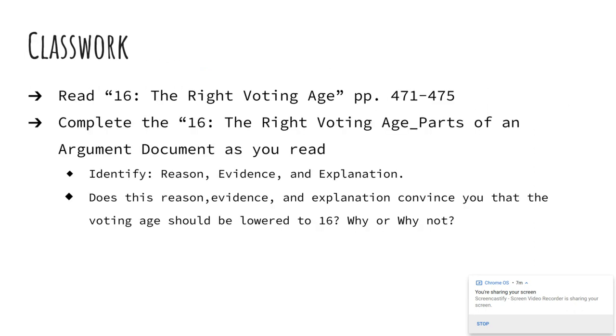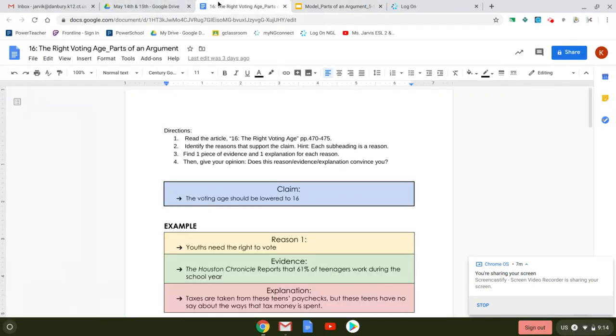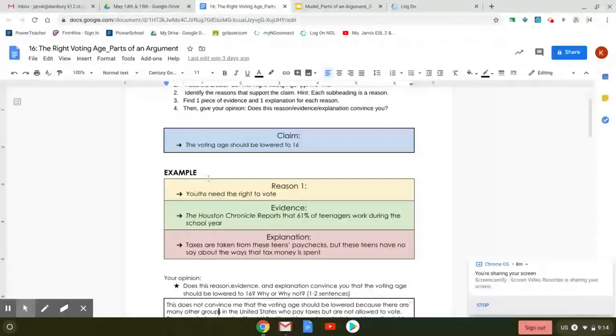All right, here's what we're going to be doing today. We're going to be reading 16, The Right Voting Age in the textbook, and we're going to be completing parts of an argument document as you read. Let me show you what that document looks like first. When you go to classwork, you'll see this document, and you'll see my example right here.